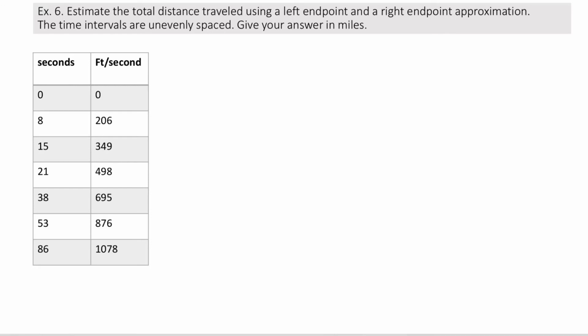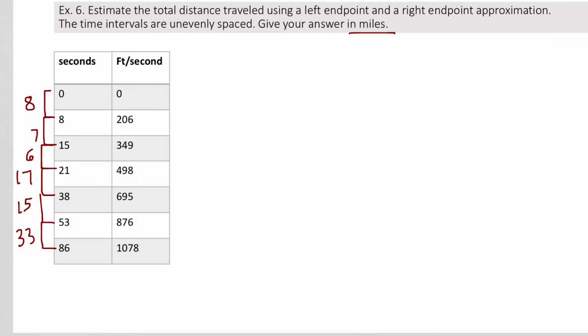So example 6 says, estimate the total distance traveled using a left endpoint and a right endpoint approximation. The time intervals are unevenly spaced. Give your answer in miles. All right, so we have to do a unit conversion. I'm going to show you how to do this without making an actual graph, just using your table. So let's figure out what our interval widths are. So this one would be 8. This one is 7. All right, so I wrote those on the side. So our subintervals are not all the same width.